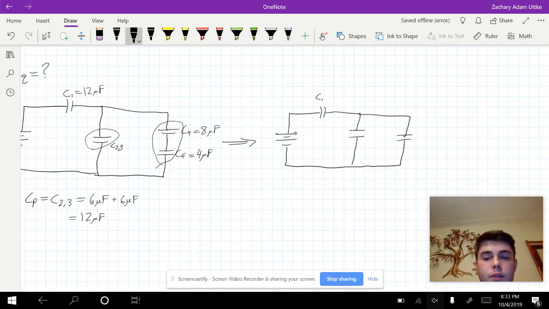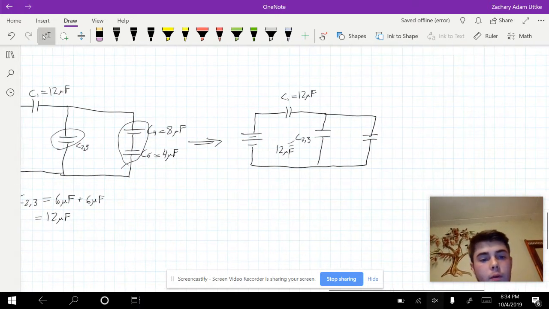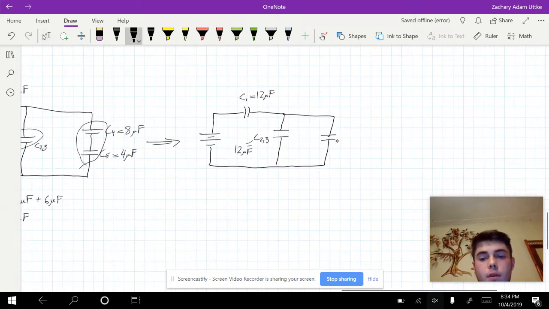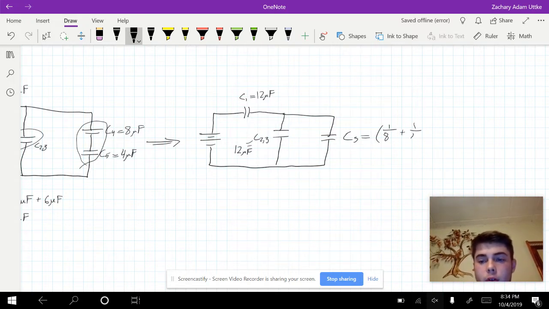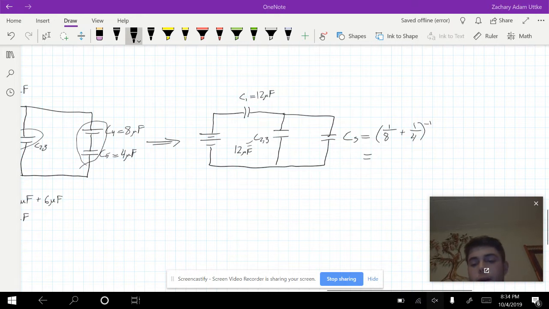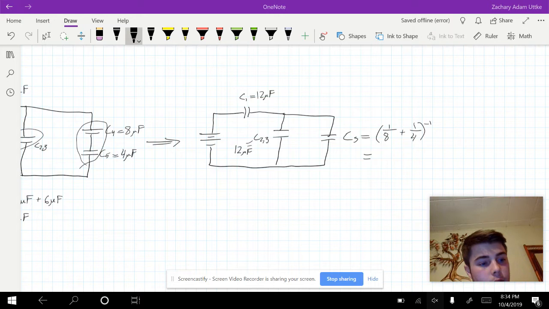Okay, we still have C1, which is 12. We still have C2,3, which equals 12 also. And we've just combined C4 and C5. So those two are in series, so we have to use the series formula, which is this, right? So we took 1 over C4 plus 1 over C5, and then we're going to take the inverse of that. So let's calculate this out and see what our calculator says.